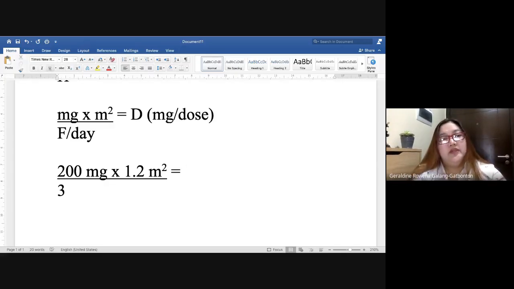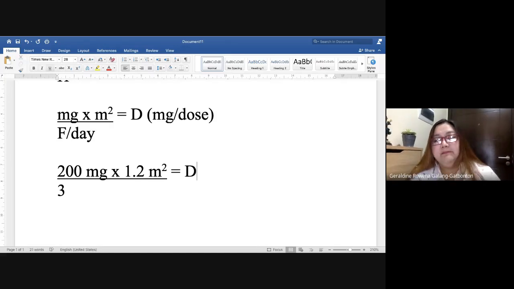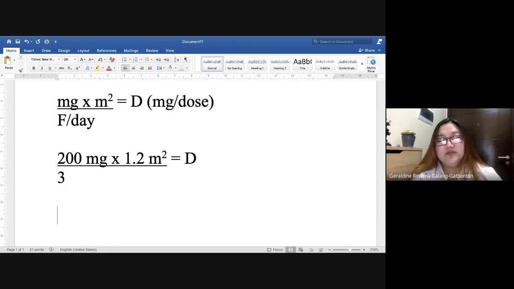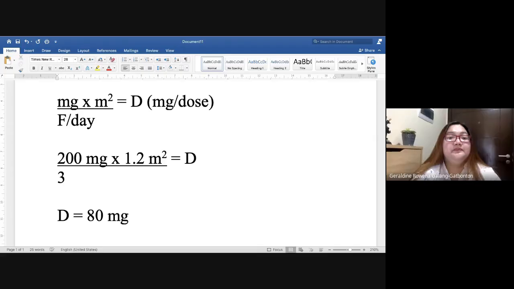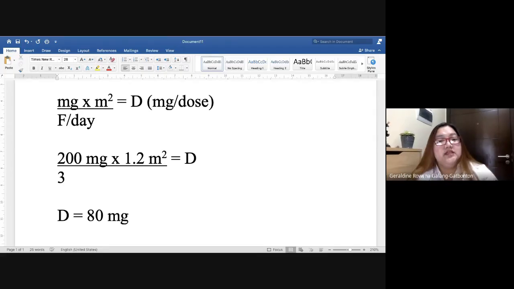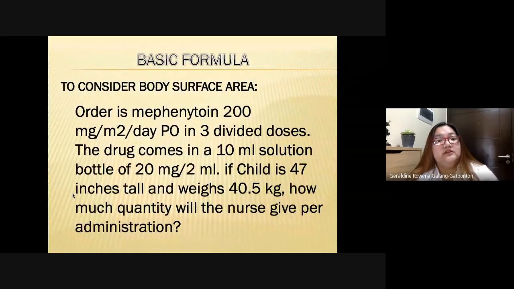Let's say, for example, ang hinahanap natin yung Y, or let's just write D. Okay? So, it's 200 times 1.2 divided by 3. So, your D is 80 mg. Your desired dose is 80 mg.